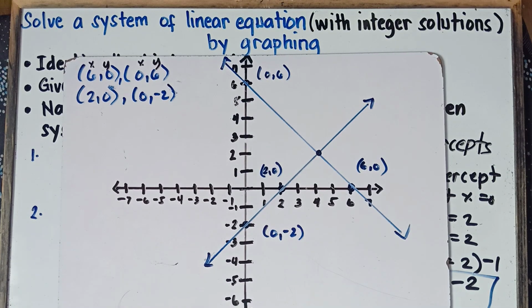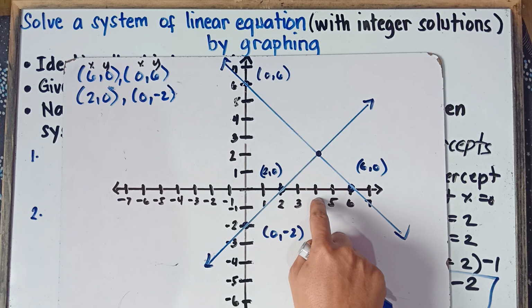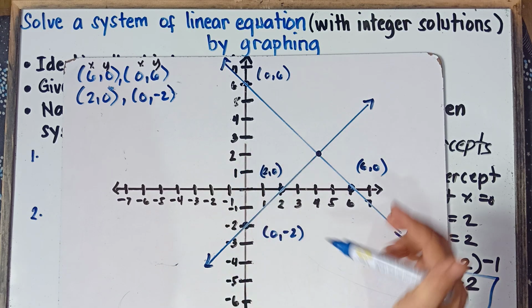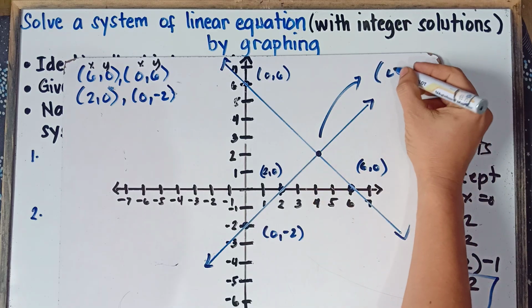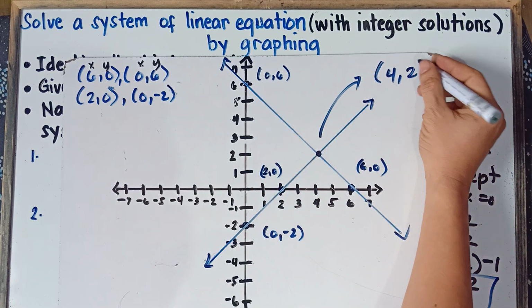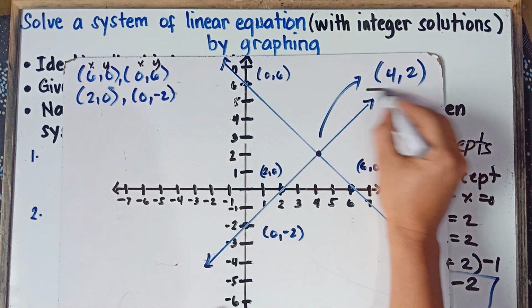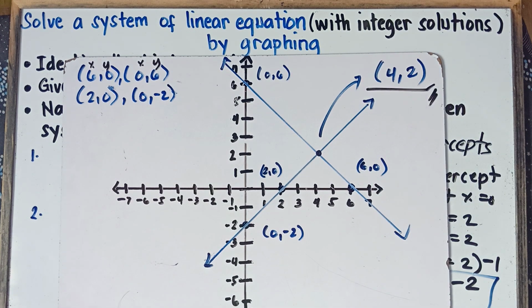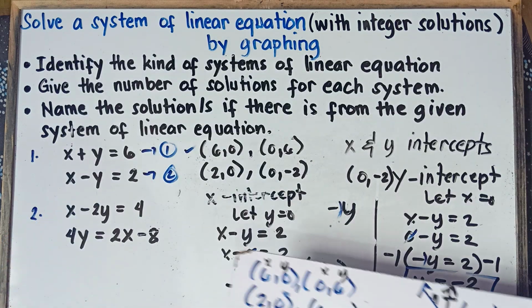So therefore, the solution, the point of intersection, this one right here, x is positive 4, and then y is positive 2. And this will be our solution, class. That's it, class. That's how you graph this one. Very easy, right? For the x and y intercept. Alright, so let me just write our answer here.